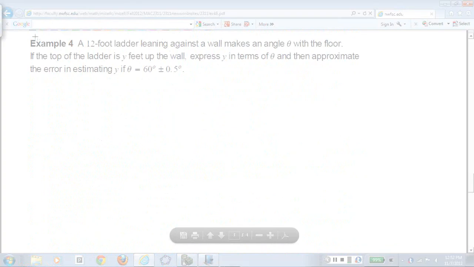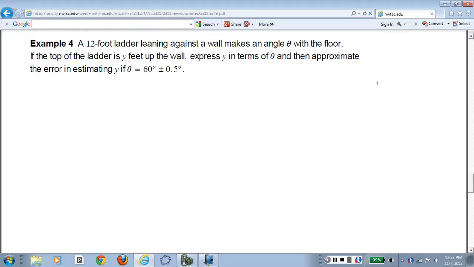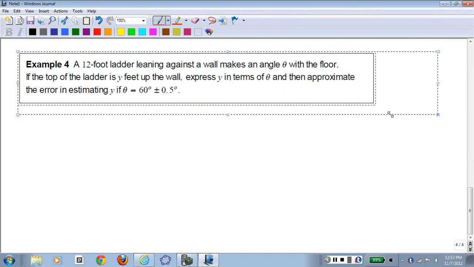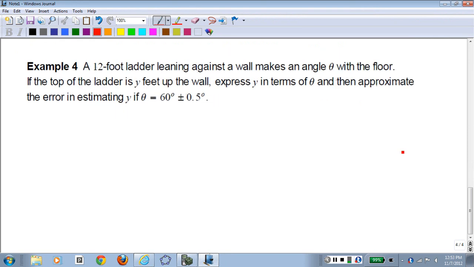It's another ladder leaning against a wall. "12-foot ladder this time. Leaning against a wall makes an angle theta with the floor." Let's see what this would look like. There's the floor. There's the wall. There's the ladder. There's theta. There's 12 feet.